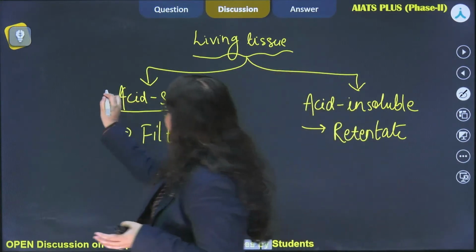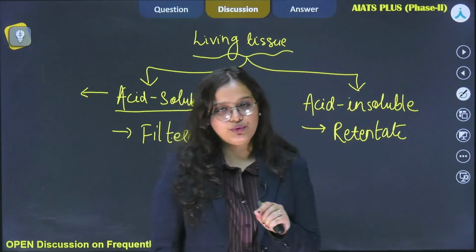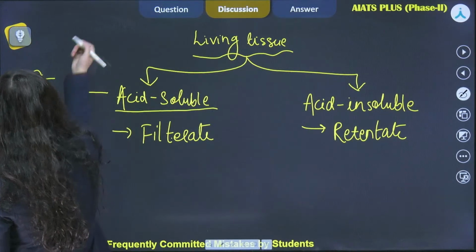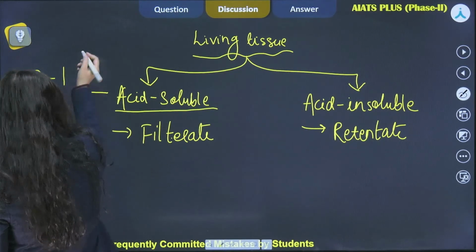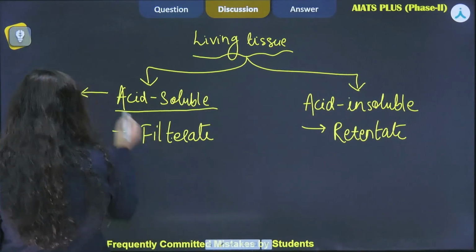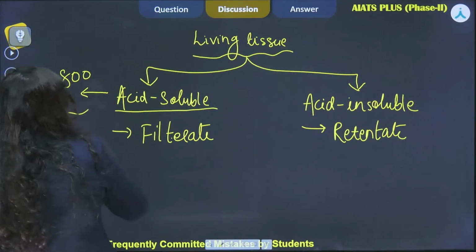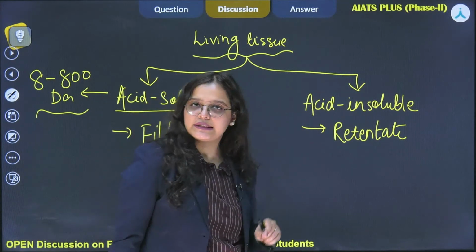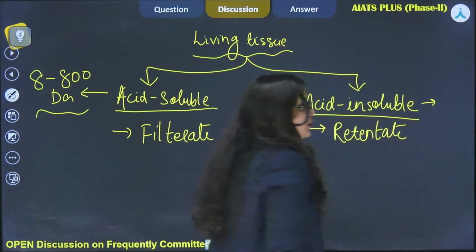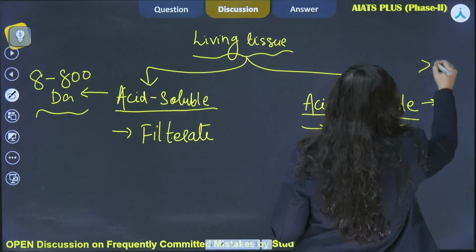So here the molecules which are obtained in the acid soluble pool are basically the molecules whose molecular weight ranges from about 18 to 800 Daltons. It is the approximate value. Whereas the molecules which are obtained in the acid insoluble fraction, they have molecular weight which ranges in more than 1000 Dalton.